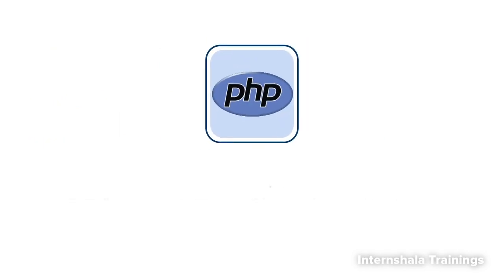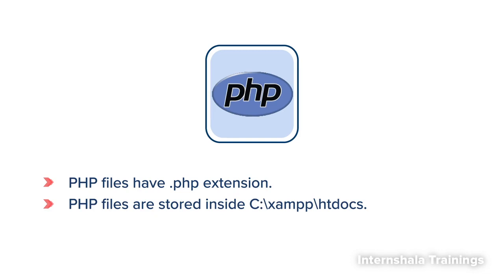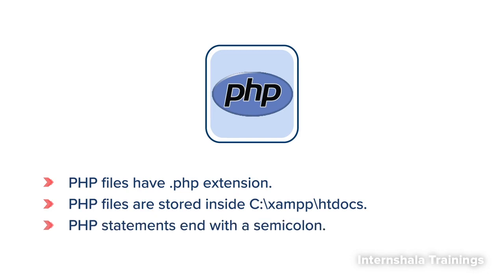Just like HTML, PHP files have an extension .php and they are stored inside c/xampp/htdocs. And like most other programming languages, the PHP statements end with a semicolon. Now, let us see the basic syntax to write code in PHP.